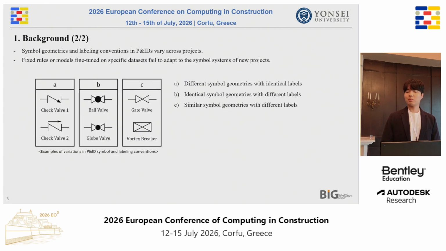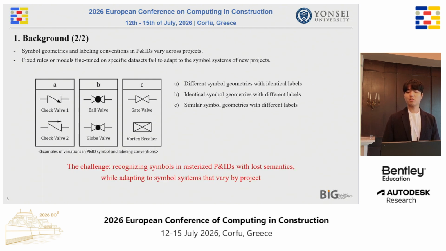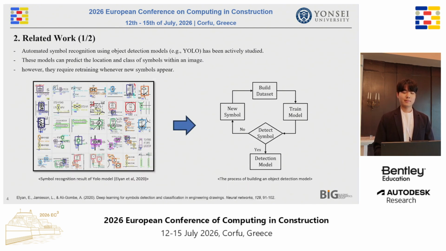And there is a second problem. Symbol geometries and labeling conventions vary across projects. Due to this variability, fixed rules or models fine-tuned on a specific dataset fail to adapt to new projects. So we need to recognize symbols in rasterized P&ID images with lost semantics while adapting to symbol systems that vary by project. To handle this challenge, object detection models have been actively studied.